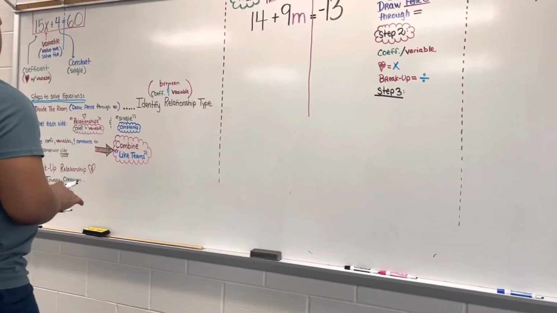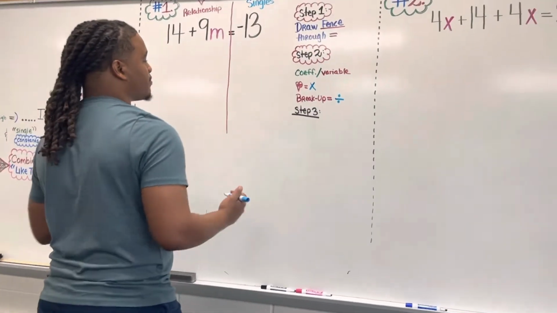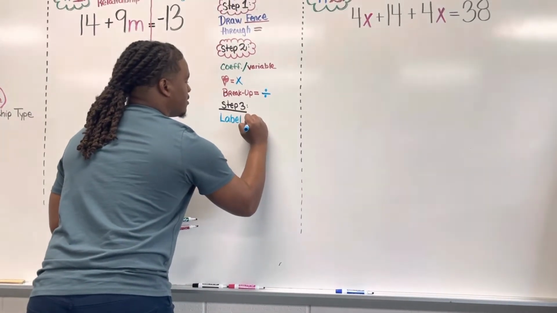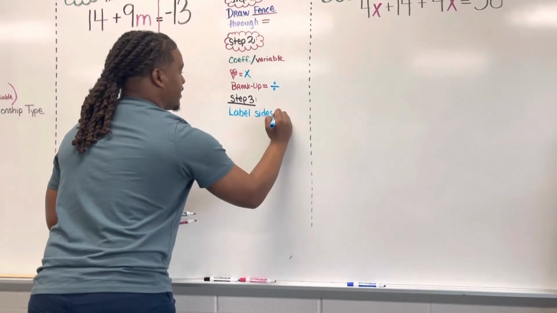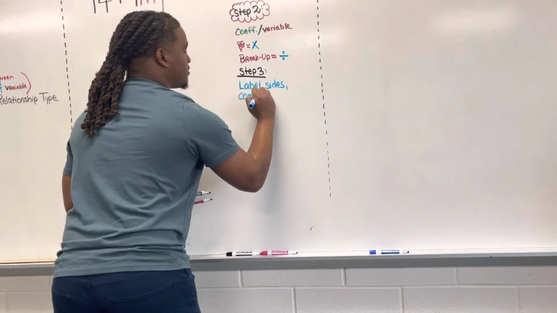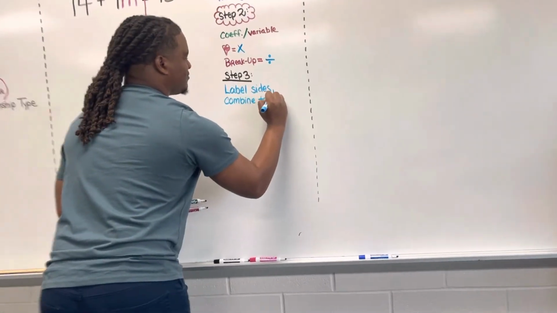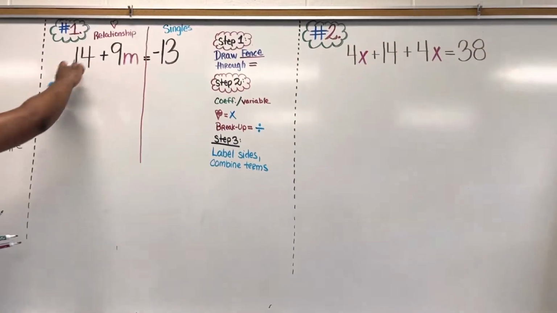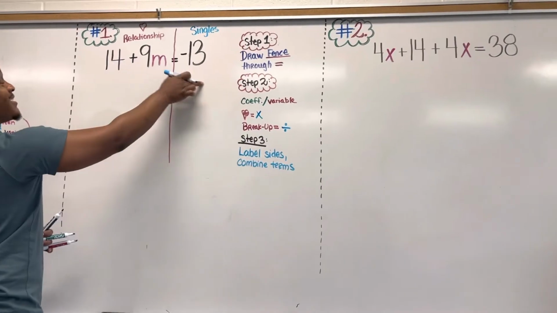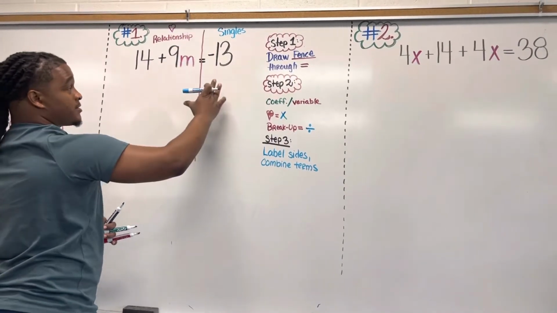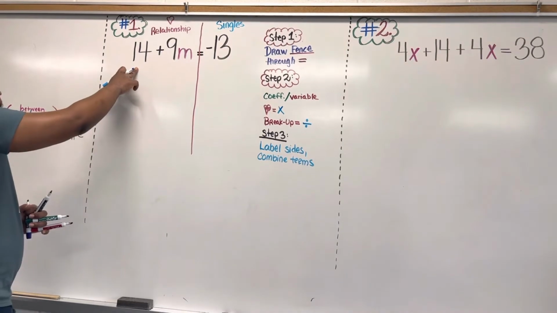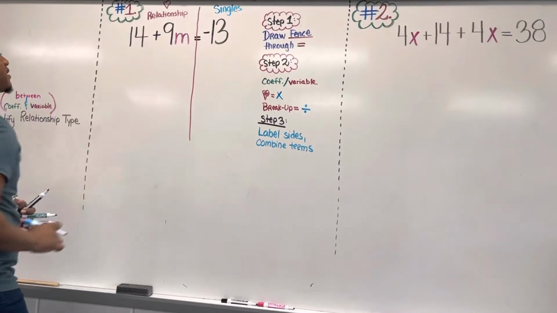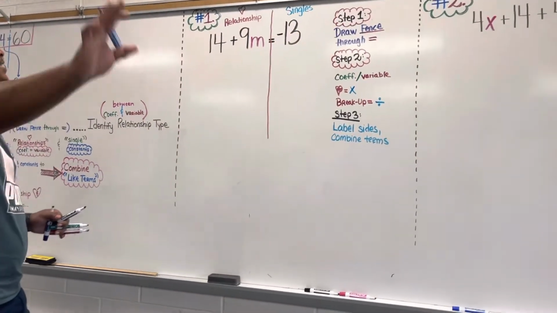Now, step 3 is to move everything to its appropriate side. So, label sides and combine like terms. I already labeled each side, and now I have to combine like terms. 14 and negative 13 are like terms because they're both singles. Negative 13 is already on the single side, so it's good. But 14 is not on the single side. It's on the relationship side, but as you can see, nobody is attached to 14. No variable is attached to 14. So we have to move 14 to the single side.